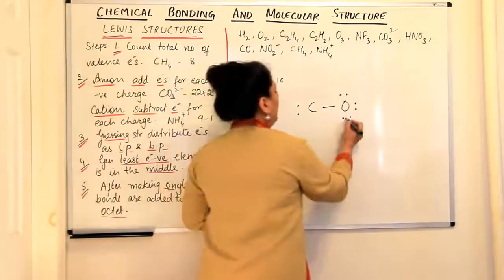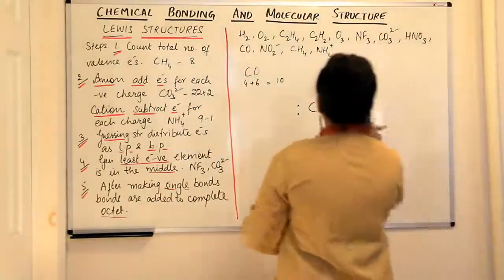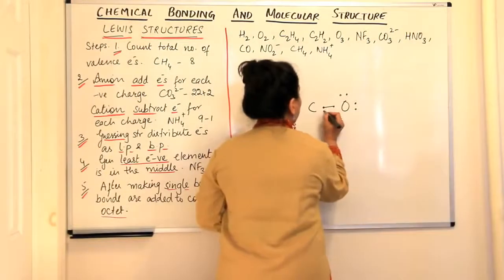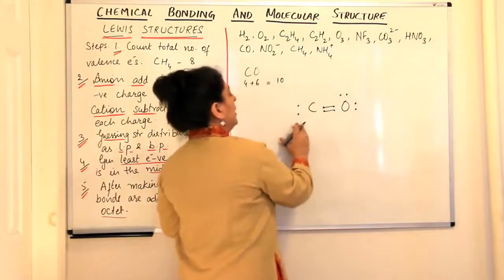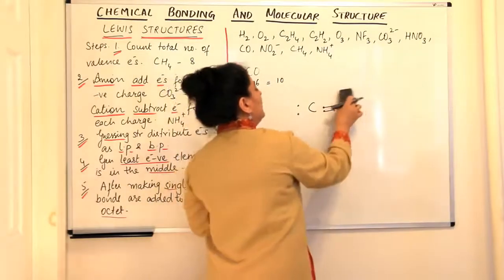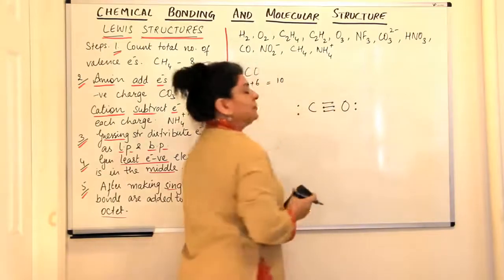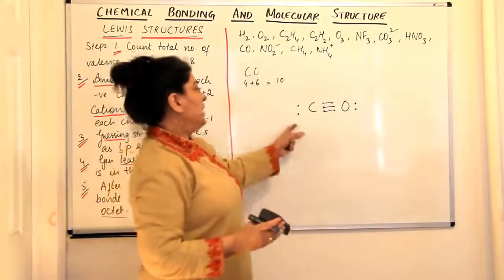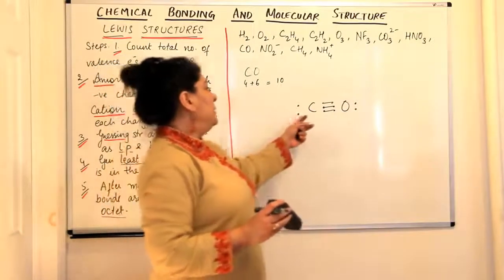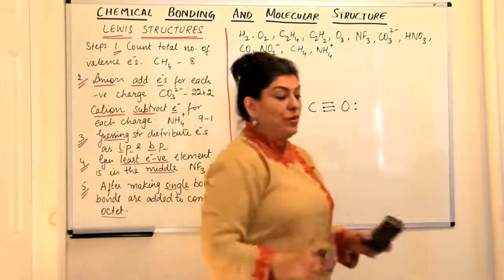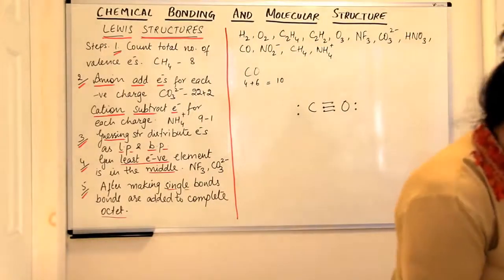So what is done? One of these pairs here moves from here and comes between carbon and oxygen. So we have one of these coming here to make a double bond, and still carbon has only 6. So one of these pairs also moves here to form a triple bond. So carbon monoxide would have a structure like this. It would have carbon with oxygen in a triple bond. So that was carbon monoxide.